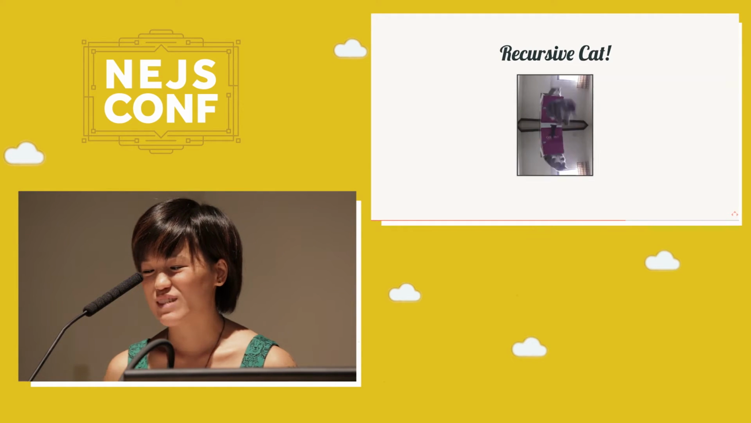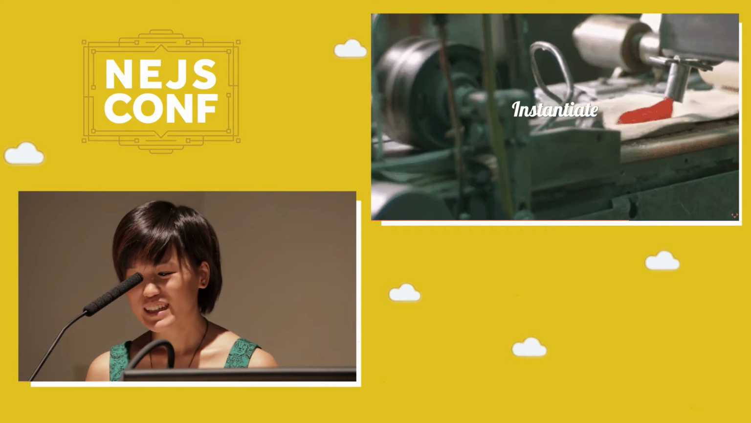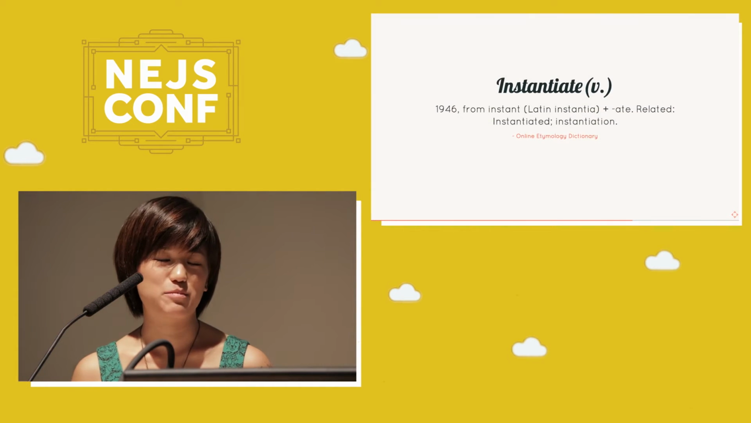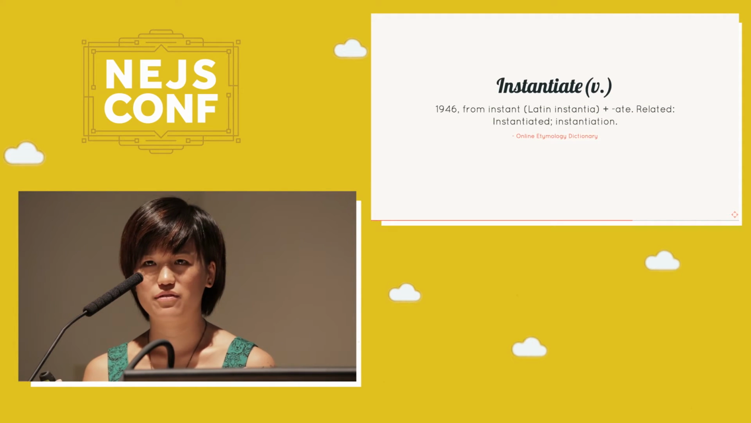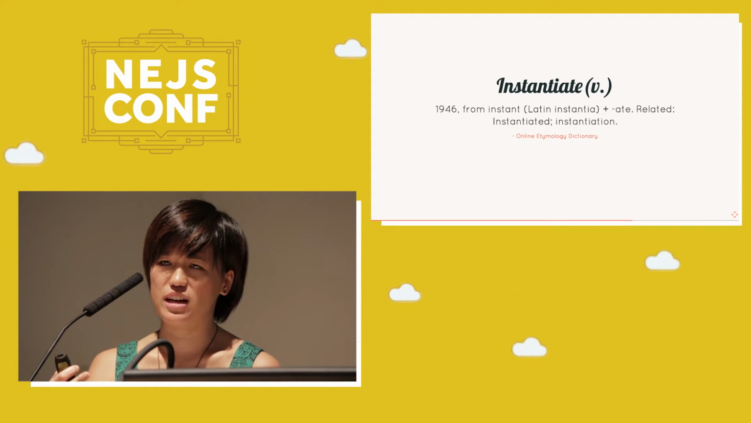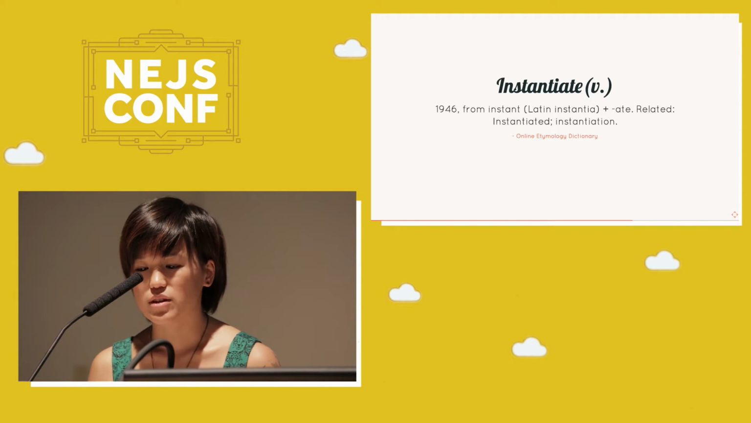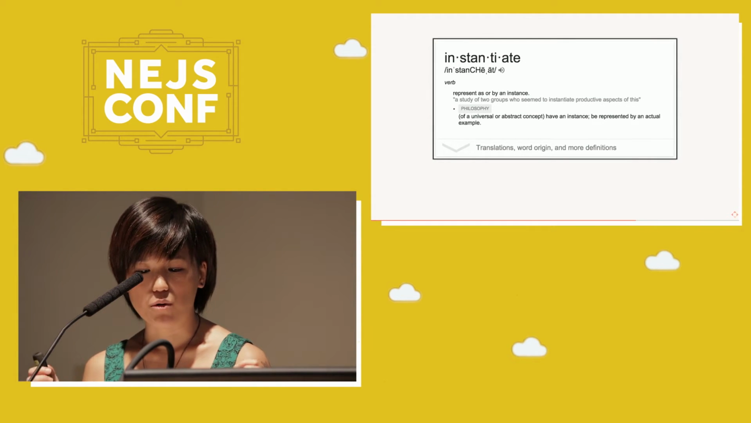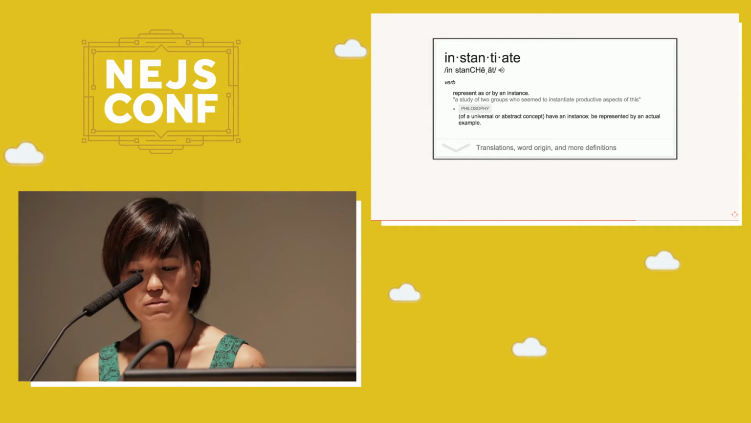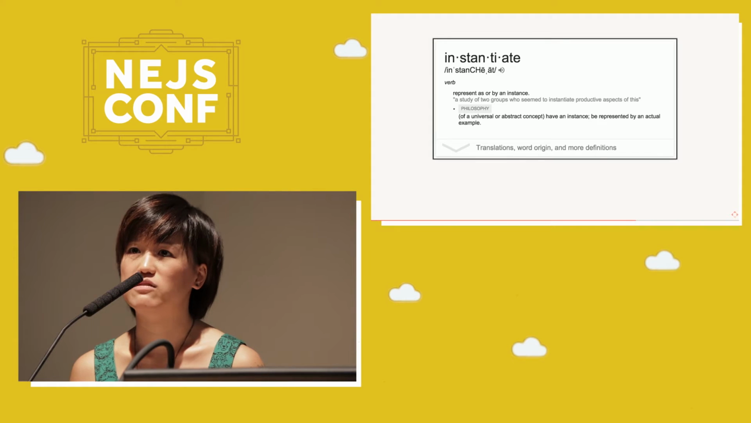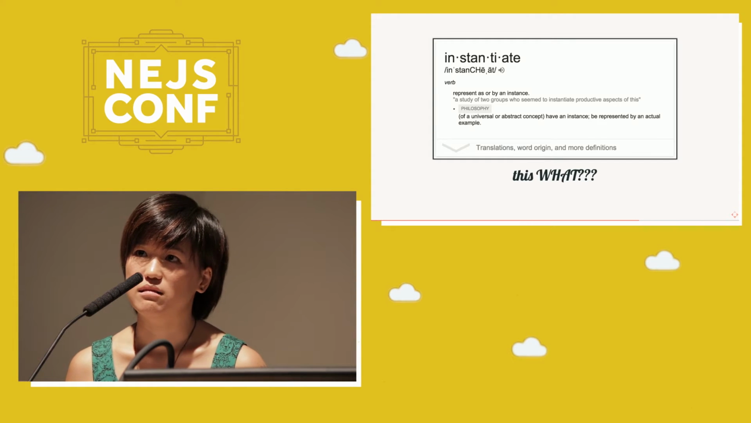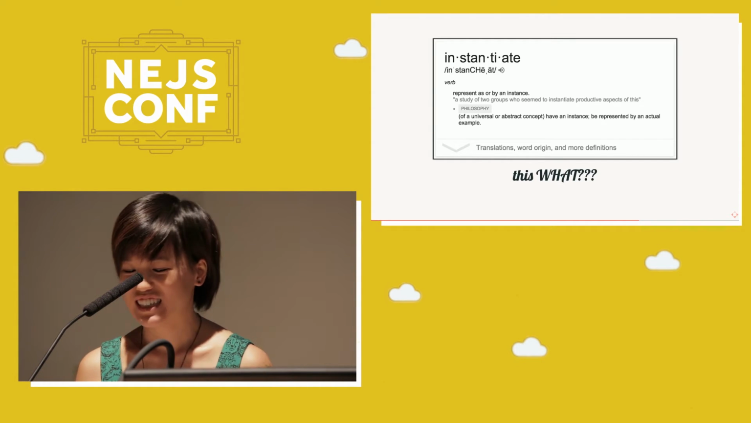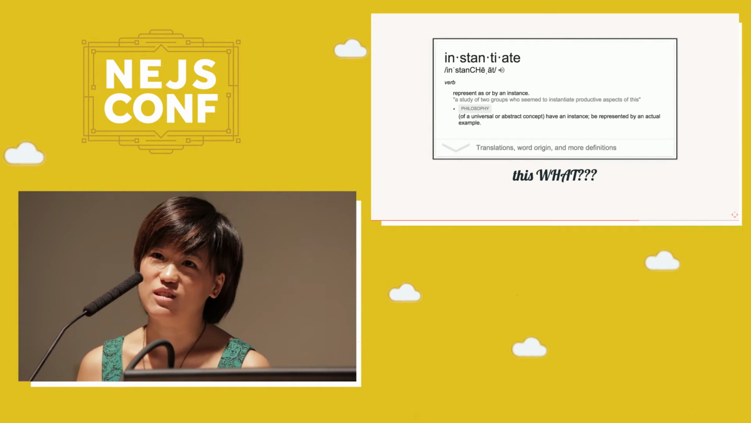All right, next up is instantiate. So instantiate in the online etymology dictionary basically just kind of says it's from an instant and then references itself and says instantiated or instantiation. So I decided to look it up on Google, and Google says, to represent as or by an instance, quote, a study of two groups who seem to instantiate productive aspects of this. And I thought, this what? As if this wasn't confusing enough in JavaScript.